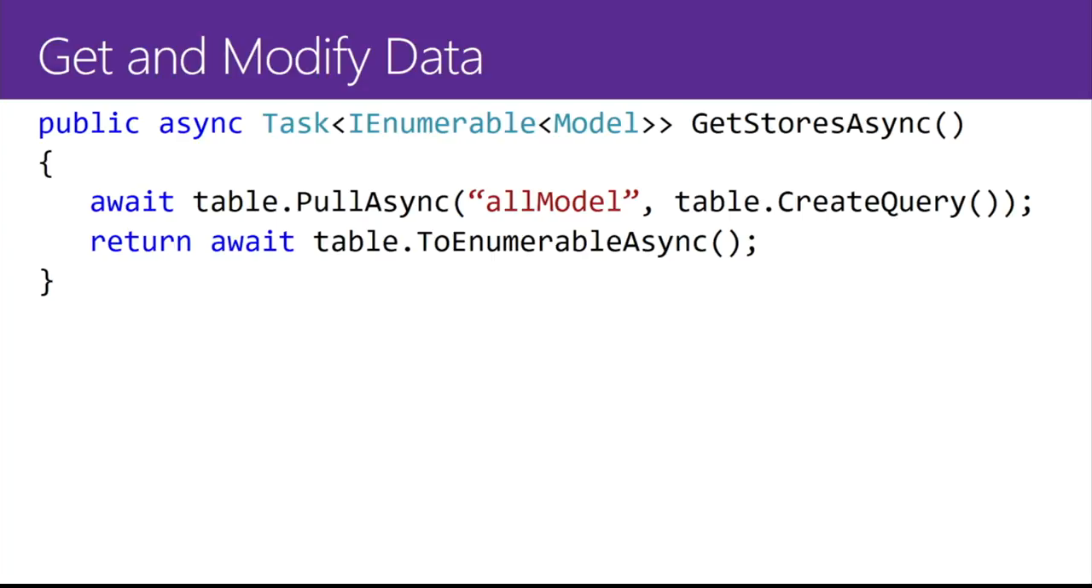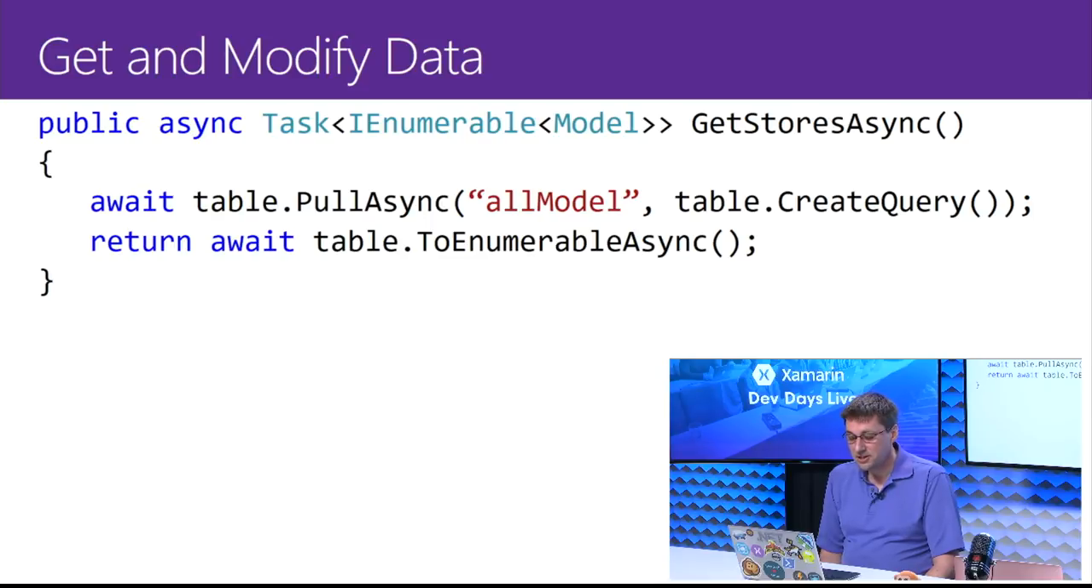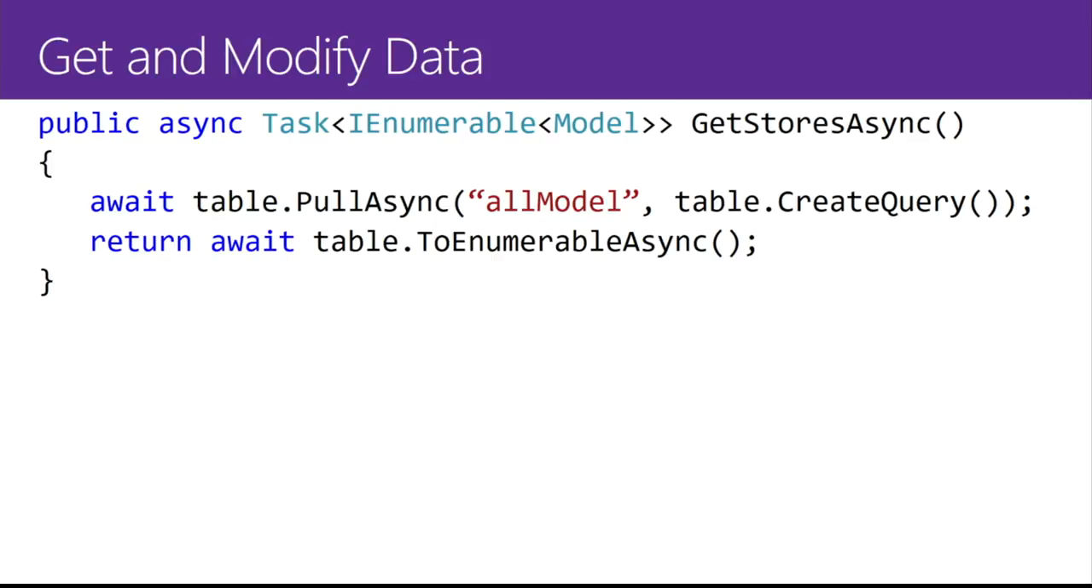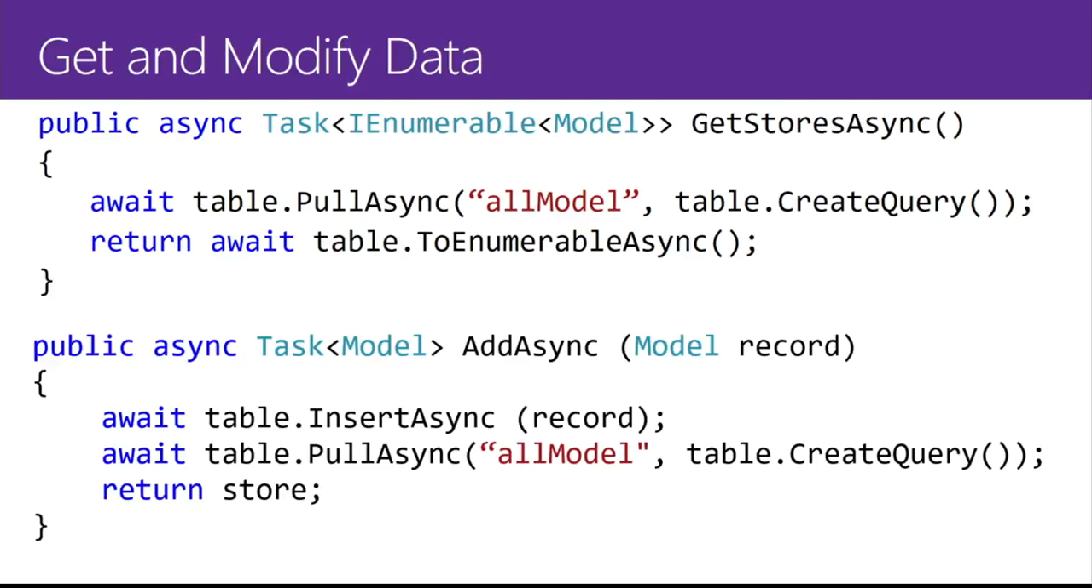When you're actually getting data, you have to pull the data for a sync table. If you're just doing the online table, you just call ToEnumerableAsync, and that will give you the data as an IEnumerable. Otherwise, you can actually create a pull. You do a PullAsync. There is a flip side of that. When you're updating data, you want to do a PushAsync. And that looks like this. So you add, you insert. Now the PullAsync will automatically do a PushAsync for you. But if you're doing lots of tables, you might want to do the PushAsync once at the beginning, and then parallelize your pulls across all of the tables.